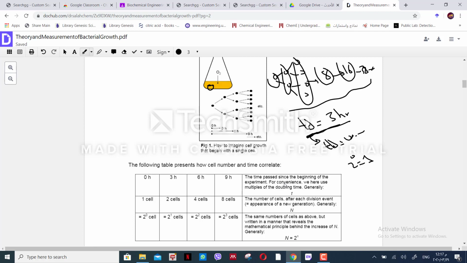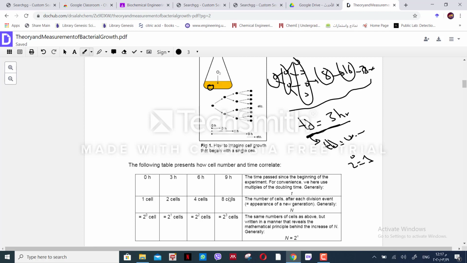For convenience, we here use multiples of the doubling time generally. This is 1 cell, 2 cells, 4 cells, 8 cells. This is the number of cells after each division event, the approach of a new generation, generally n. And this we call N, and N equals 2 power n. The same number of cells as above, but written in a manner that reveals the mathematical principle behind the increase of N, generally N equals 2 power n.